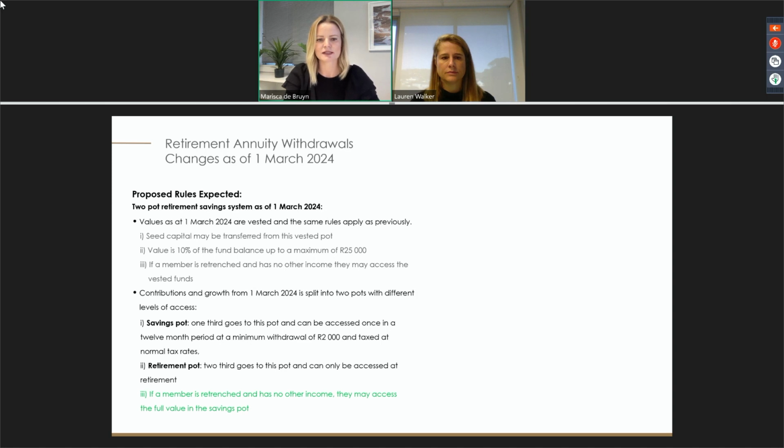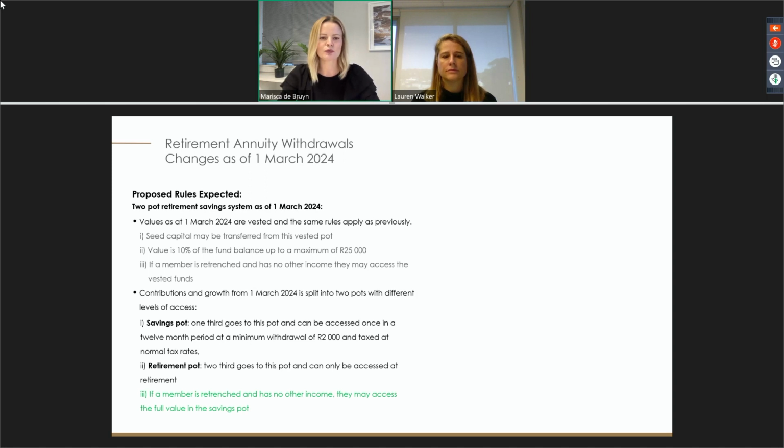Your savings part you can access once a year, so once every 12 months. It's not the tax year either. If you withdraw this year in July, then next year in July you can withdraw again. It's got to be a minimum of 2,000 Rand, and you can withdraw up to the maximum. But it's very important that this income from your savings part is added to your normal income, and you're going to be paying normal tax in that year on this withdrawal. Your retirement part, the 2/3, can be accessed at retirement age 55, but it would then be used to purchase your living annuities.